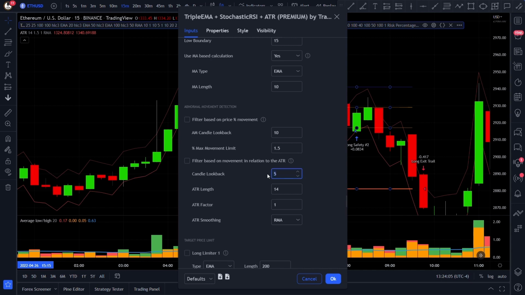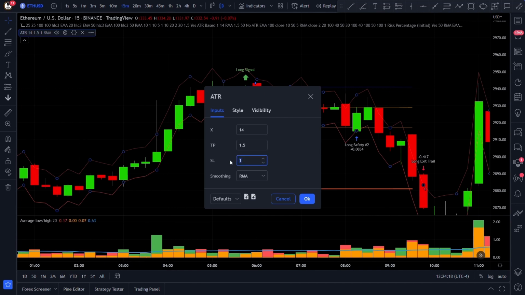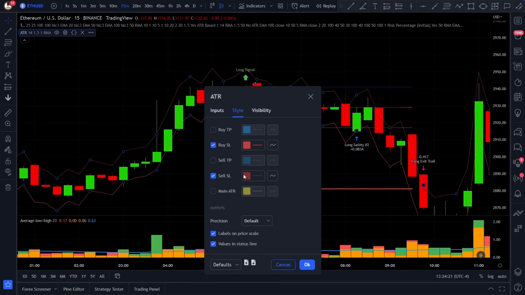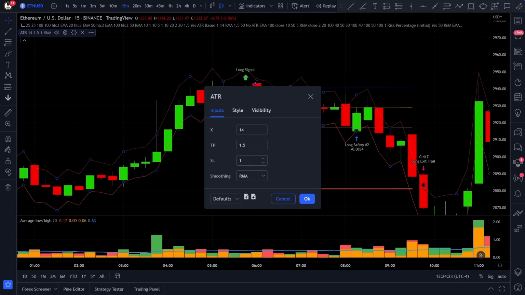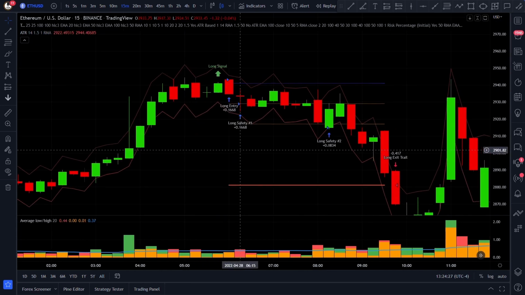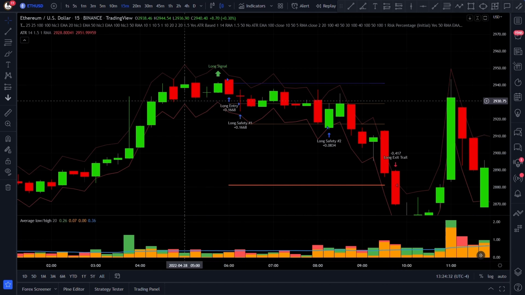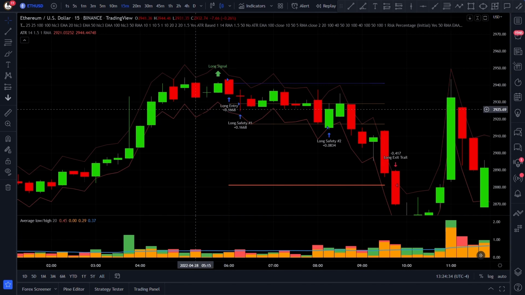Set the candle lookback to 5, the ATR length to 14, the ATR smoothing to RMA, and the ATR factor to 2. Now go back to the chart and set the same values on the NNFX ATR indicator. After that's done, let's find a losing trade example. Okay, here is a losing trade example that had abnormal movement. As we are using a 5-candle lookback, let's mark the starting candle.